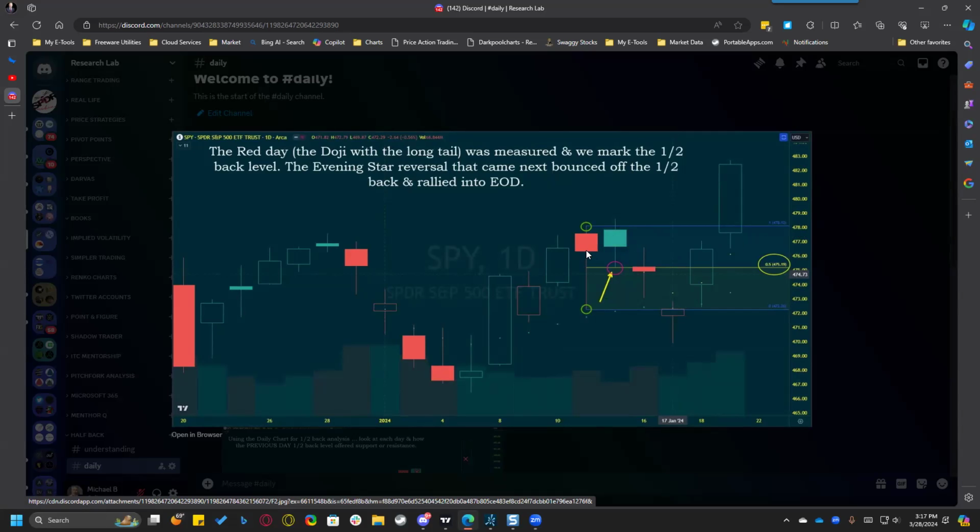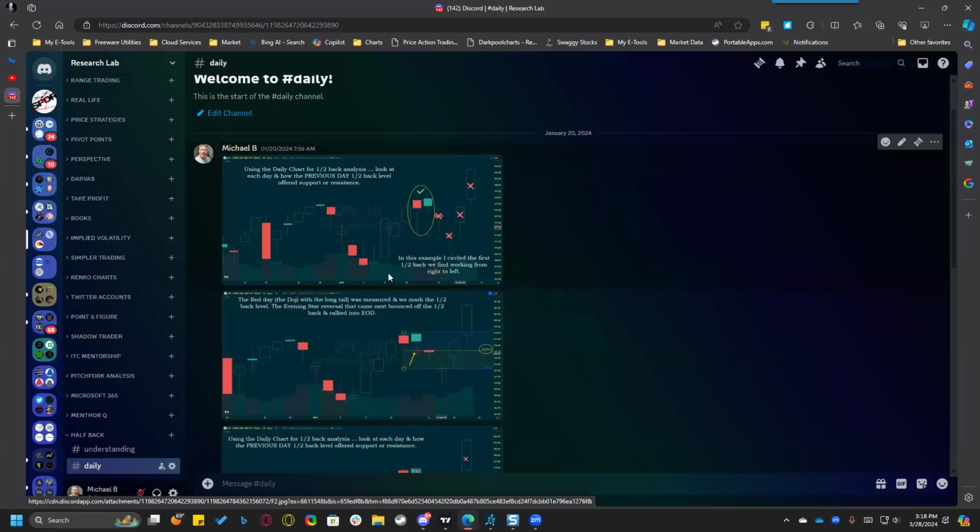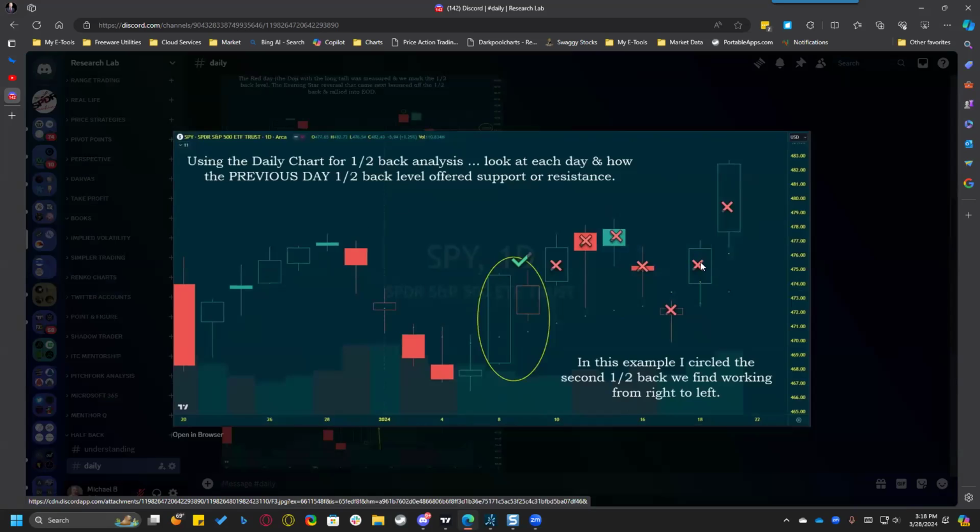We closed here and the market gapped up, tried to break out and failed, fell all the way down, bounced on that halfback level, rallied all the way back up and closed higher than the previous day's close. So that halfback worked. Here we've got another one.